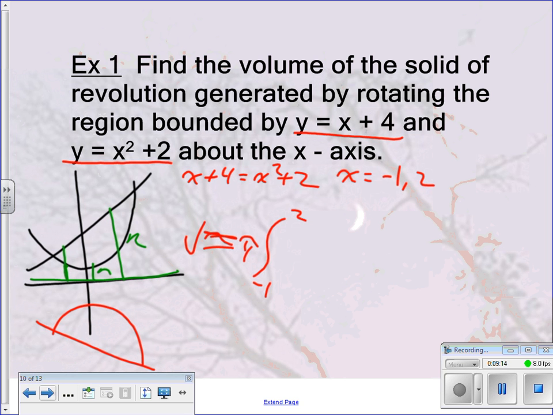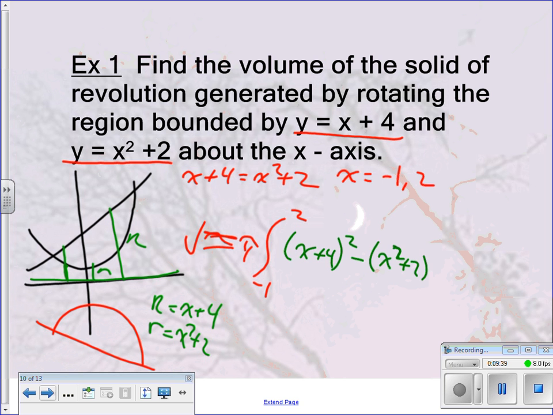So what is the function for my big radius? X plus 4. So big R equals x plus 4. Little r equals my parabola, x squared plus 2. So my formula is (x plus 4) squared minus (x squared plus 2) squared dx. Big R squared minus little r squared.